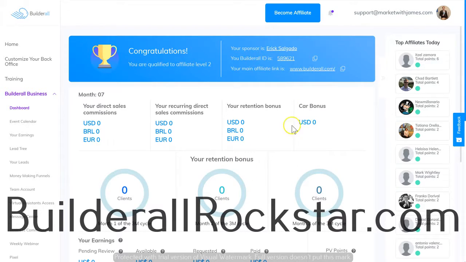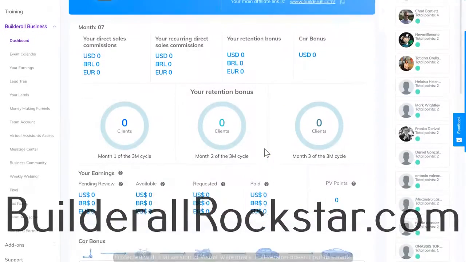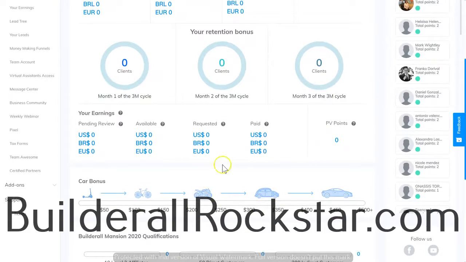And last on this line is the car bonus. The car bonus you get for every 690 points or every 10 business customers. So every 10 business customers you get a $50 bonus per month, and this can go up to unlimited. So for example, if you had 1,000 business customers at the $69 a month level, you would get a $5,000 per month car bonus.